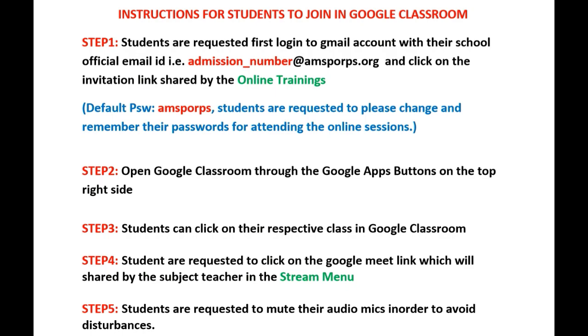School email ID will be like admission number at the rate amspops.org. For example, if your admission number is 150134, then your email ID will be 150134 at the rate amspops.org. So first open gmail.com and enter your school email ID and then enter the password.